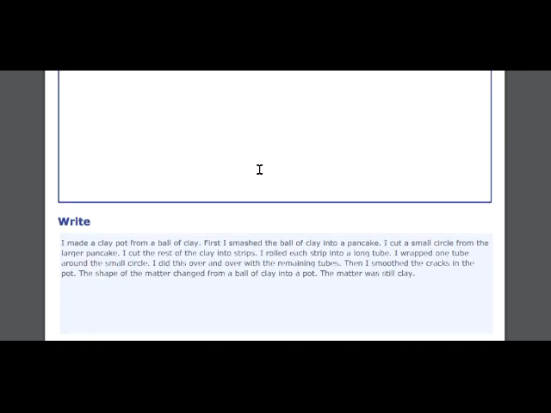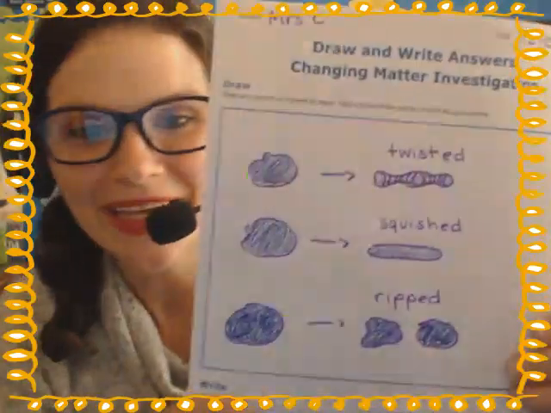And then down here, they wrote a lot. They said, I made a clay pot from a ball of clay. First, I smashed the ball of clay into a pancake. I cut a small circle from the larger pancake. I cut the rest of the clay into strips. I rolled each strip into a long tube. I wrapped one tube around the small circle. I did this over and over with the remaining tubes. Then I smoothed the cracks in the pot. The shape of the matter changed from a ball of clay into a pot. The matter was still clay. That is very long, so I made my answers a little shorter.